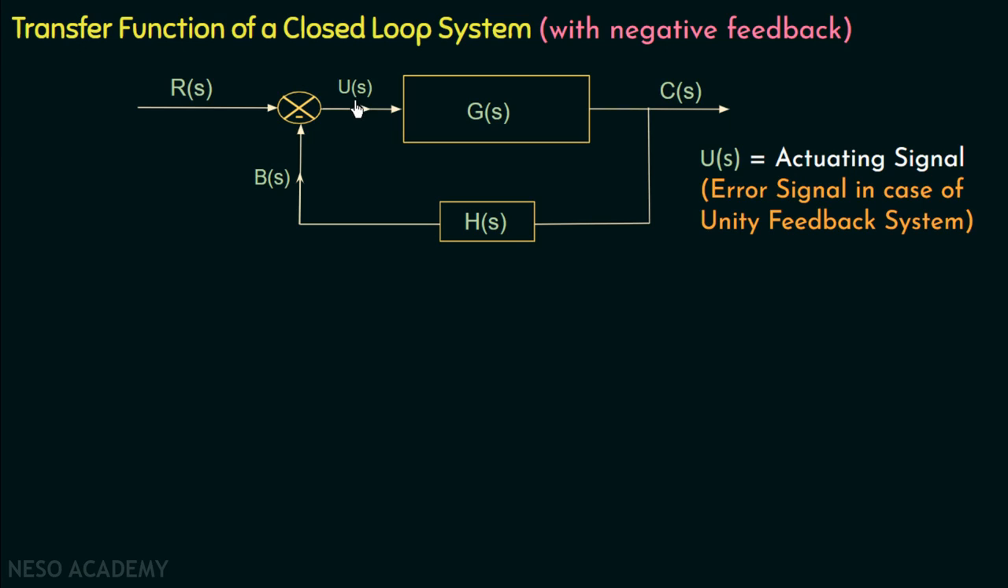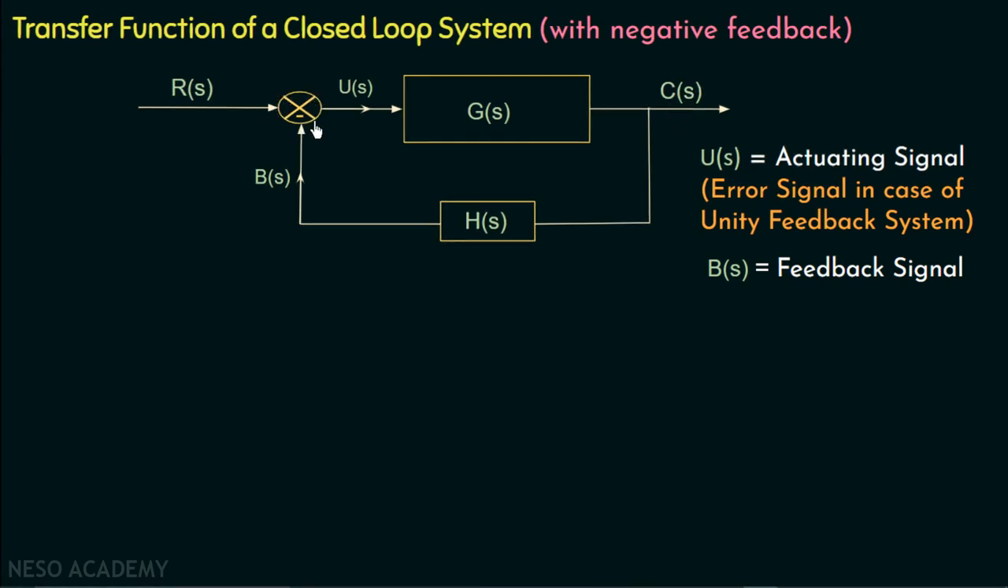U(s) is the actuating signal, and in case of a unity feedback system, we call this signal the error signal. And in case of a unity feedback system, the value of feedback path gain H(s) is equal to 1. B(s) is the feedback signal. If we observe this feedback path, B(s) is the output signal of this feedback path gain, and C(s) is the input to this feedback path gain. So we can say that B(s) is the product of H(s) and C(s).